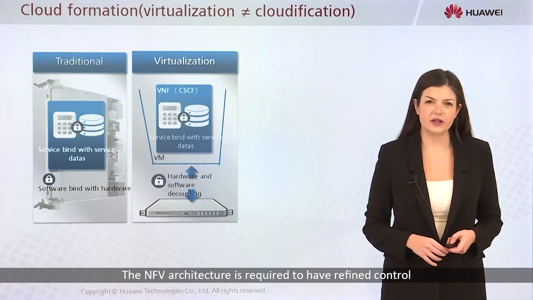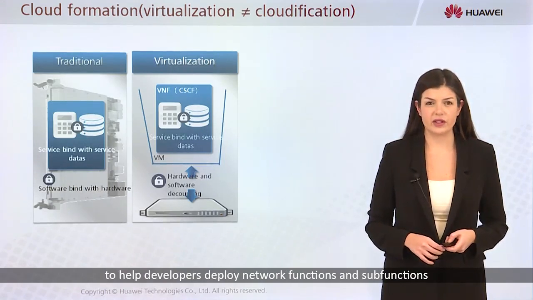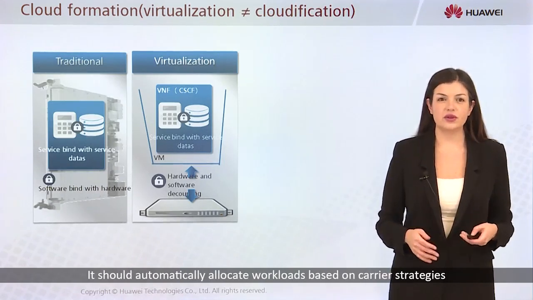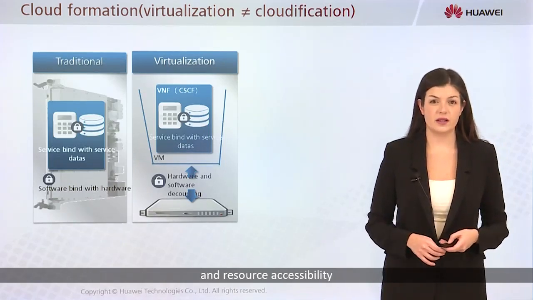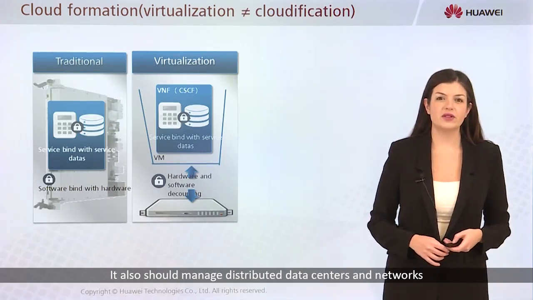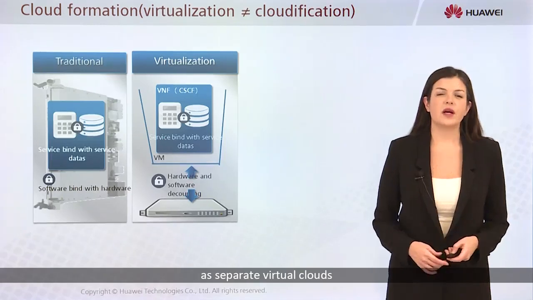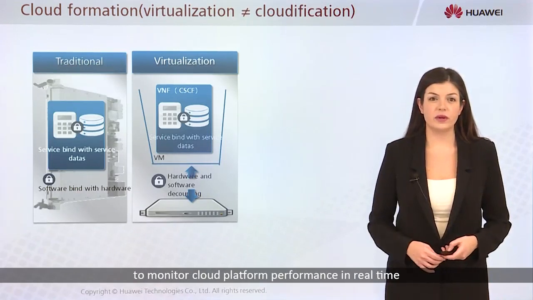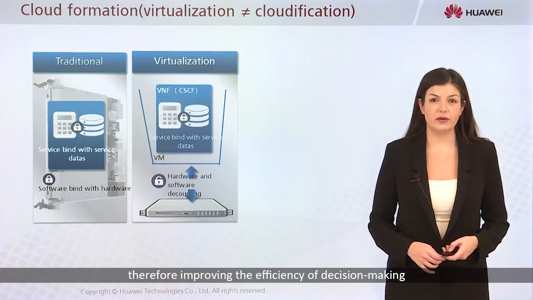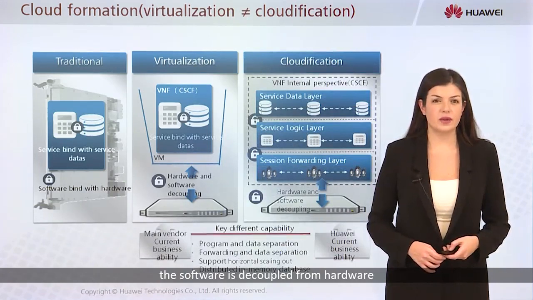The NFV architecture is required to have refined control to help developers deploy network functions and sub-functions. It should automatically allocate workloads based on carrier strategies and resource accessibility. It also should manage distributed data centers and networks as separate virtual clouds. O&M personnel associate and analyze events obtained from different sources to monitor cloud platform performance in real time, therefore improving the efficiency of decision-making. In the cloud architecture, the software is decoupled from hardware.